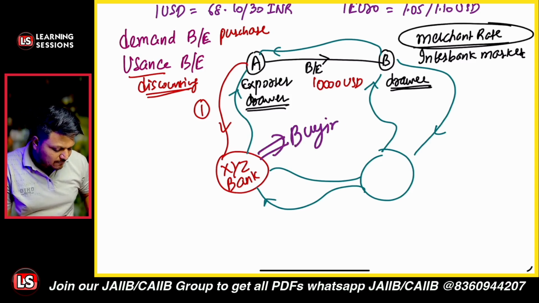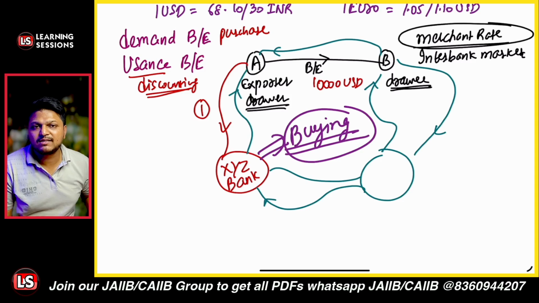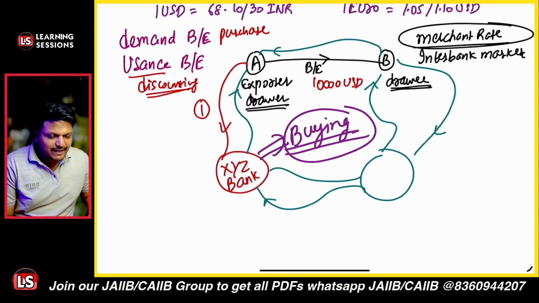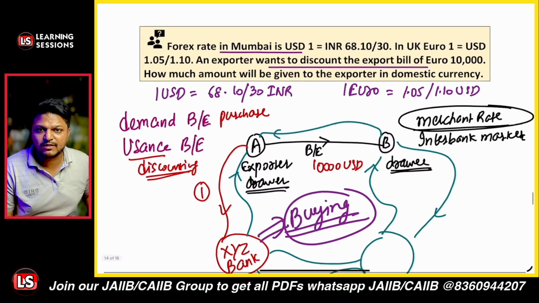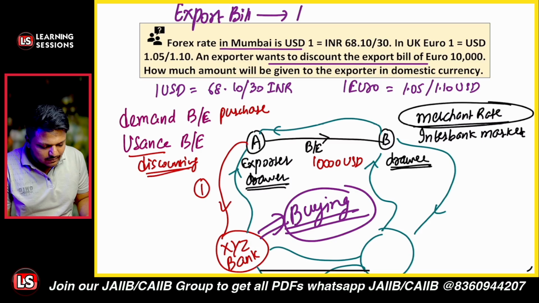So it will be what type of transaction? It's a buying transaction because a buying quote is given. So all the export bill transactions are what? These are the buying quote transactions. That is the first point. Let me just write the scenario for you. So all the export bill transactions are the buying transactions, right?